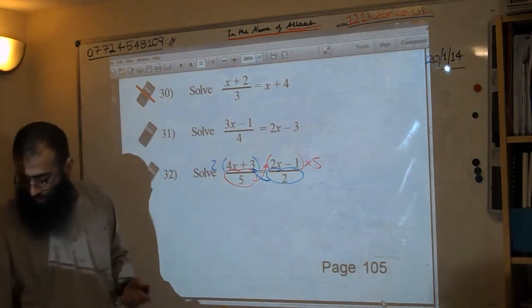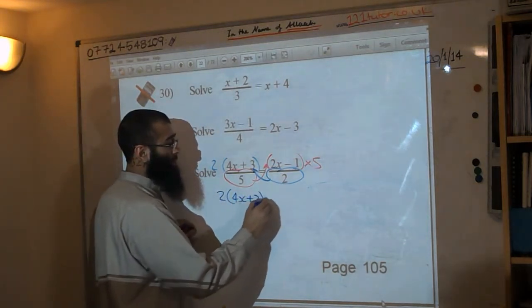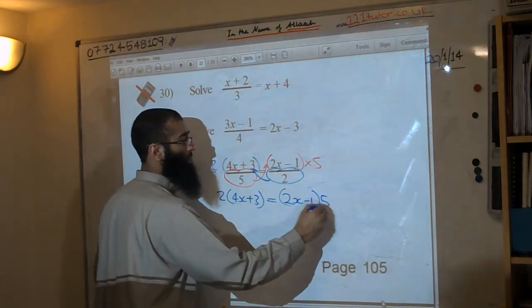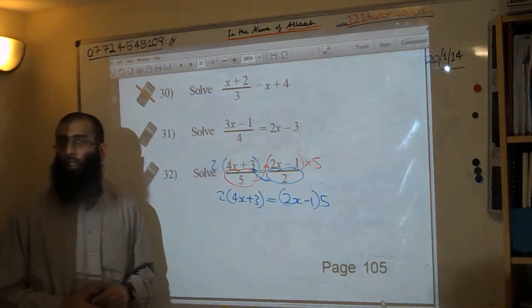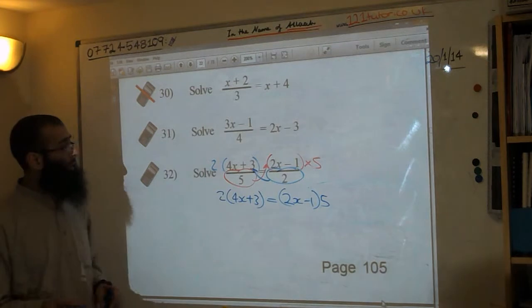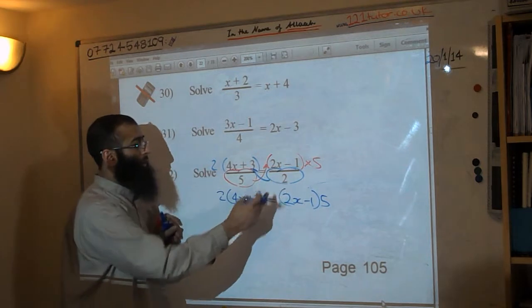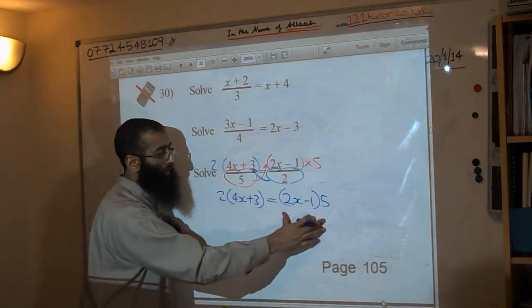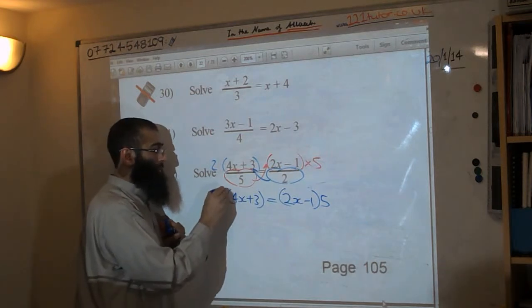So let's rewrite that more neatly. We have 2 brackets 4x plus 3 is equal to 2x minus 1, and then times 5. Whether we write the 2 at the front or the 5 at the end, it has the same effect as a multiplier. So let's multiply out these brackets to release the x's. In one easy cross-multiply step we got rid of the fractions. Divide by 2 became times by 2 and divide by 5 became times by 5.